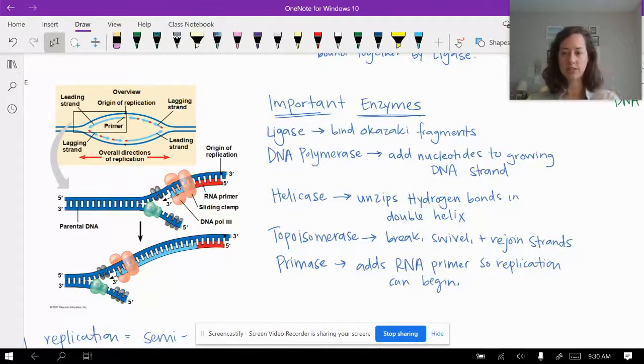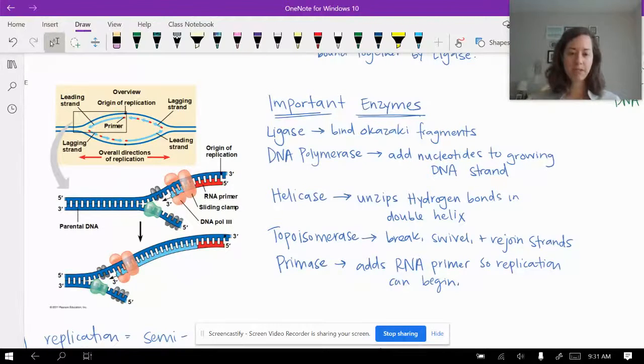So it's inserting them. Think about them as Lego pieces. DNA polymerase is inserting them. There is also RNA polymerase that we're going to talk about during transcription at the end of the week, but DNA polymerase creates a new polymer of DNA.